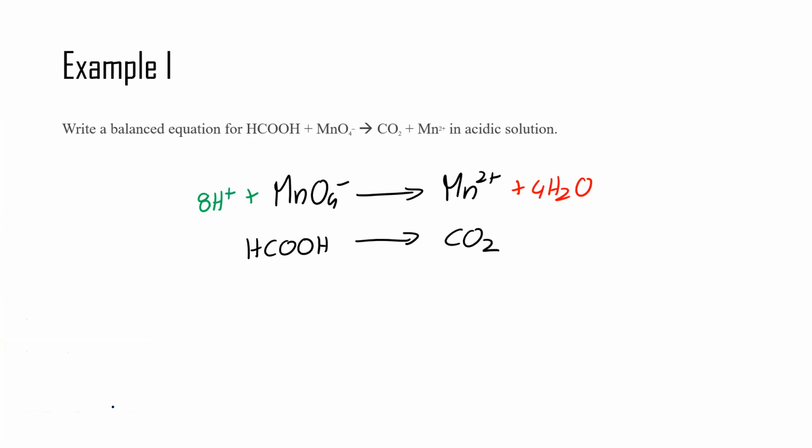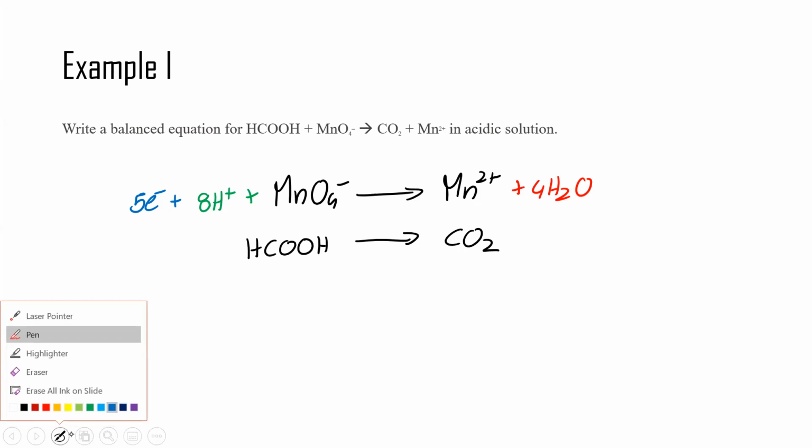So we look at the charges. So we have 7+ on the left and 2+ on the right. So to get from 7 to 2, we need to add 5 electrons. And remember, electrons are negatively charged. Okay? And now we would be having a 2+ charge on both sides.